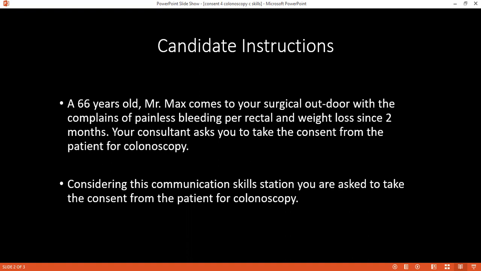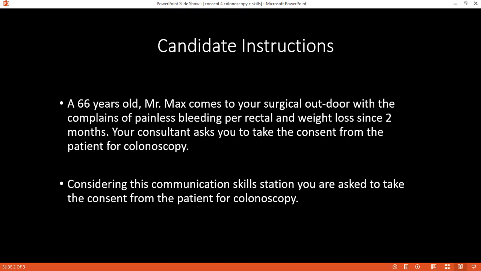Another risk that may follow this procedure is perforation. But perforation is quite low. The risk is very, very low. It's rare. Even in my practice, I can count 1 or 2 cases I have witnessed. Then from the drugs we are going to give you, you may have a little drowsiness, maybe low blood pressure and all that. But after a while, you'll be fine. I can assure you, Mr. Max.